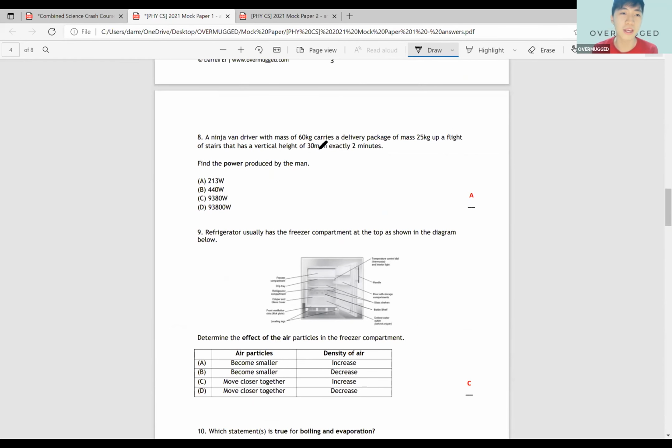Now it's a pandemic, you get a lot of Ninja Van deliveries.